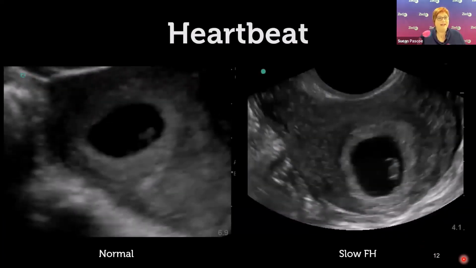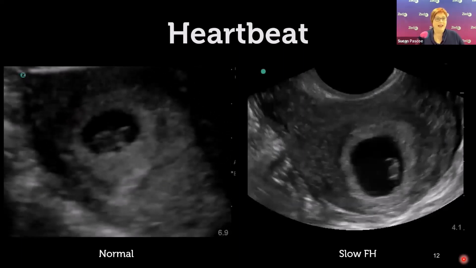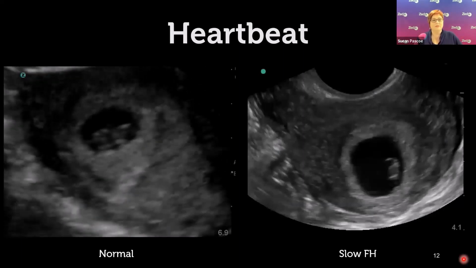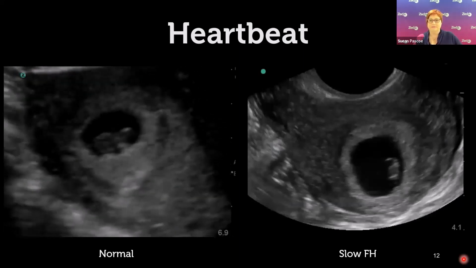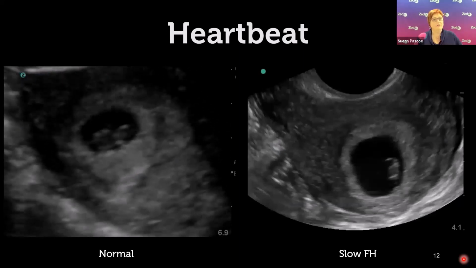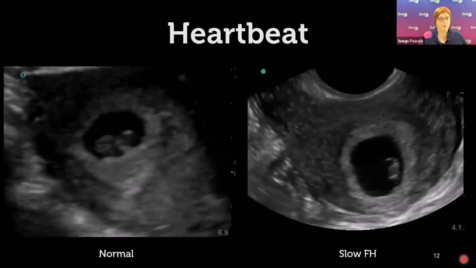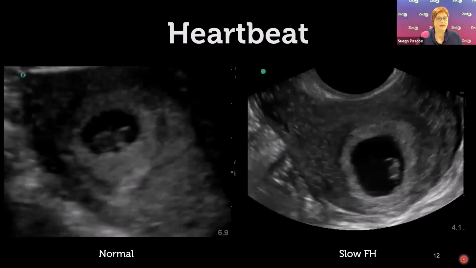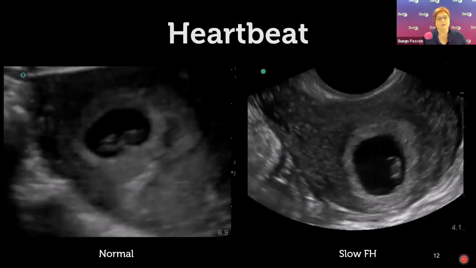After that, as baby gets bigger, it's much easier to see and record a heartbeat. And this is what confirms viability of the pregnancy. The other thing about the heartbeat is in that early phase of development, in about week 6, it's not unusual for the heartbeat to be a little slow. And we can see that on this image on the right here.